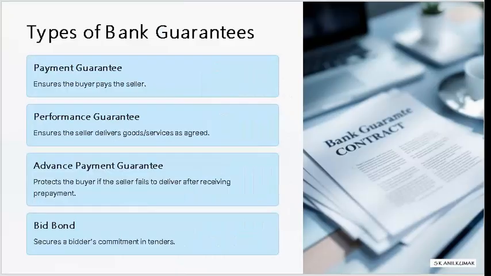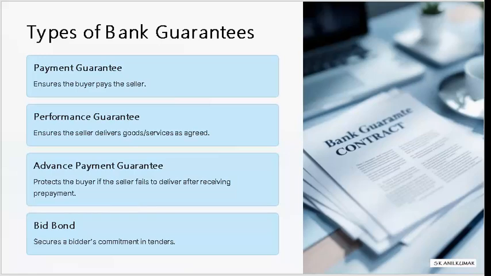Now, what are the key types of guarantees? The most popularly used guarantee is a tender bond or a bid bond. It secures the bidder's commitment in the tender that they will present a performance guarantee and take up the bid offered. A payment guarantee is to ensure that the buyer pays the seller.